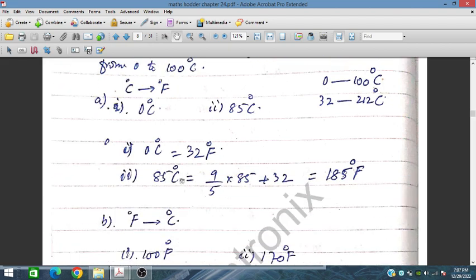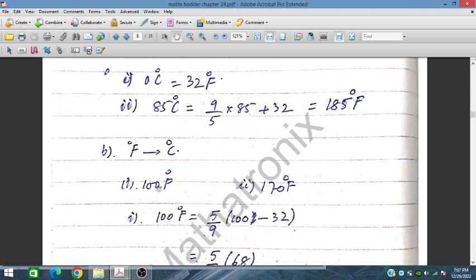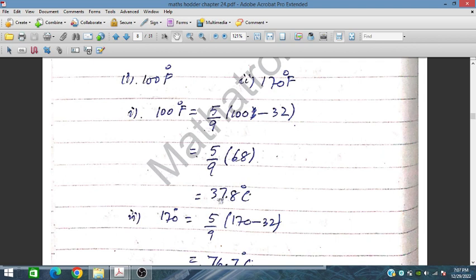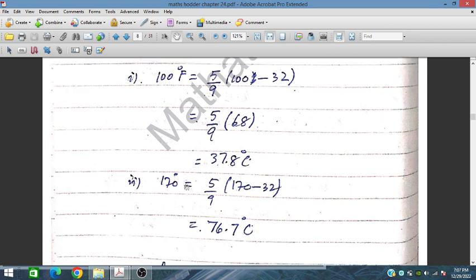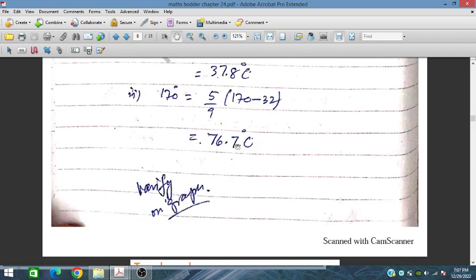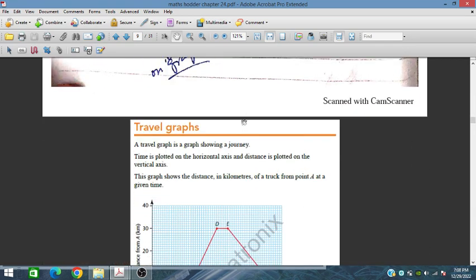Similarly, for Fahrenheit to Celsius, 100 Fahrenheit is equivalent to 37.8 Celsius. It can be verified from the graph as well. It's close, because calculations are very accurate, but on the graph an approximation will be obtained. So for 170, we have 76.6 Celsius, all of which can be verified from the graph.